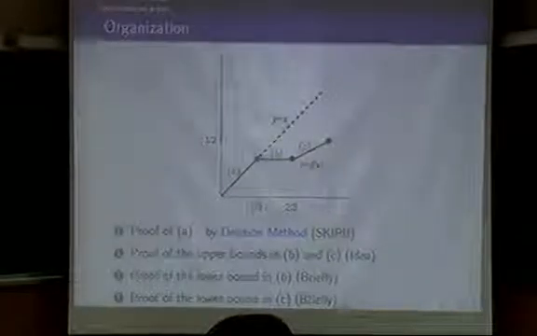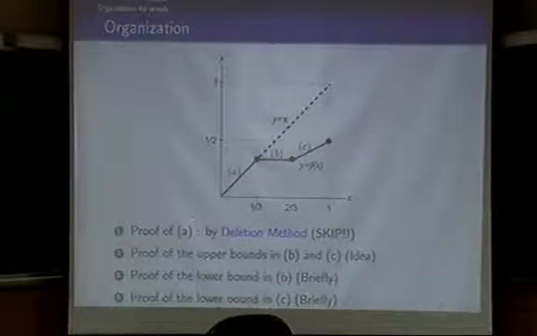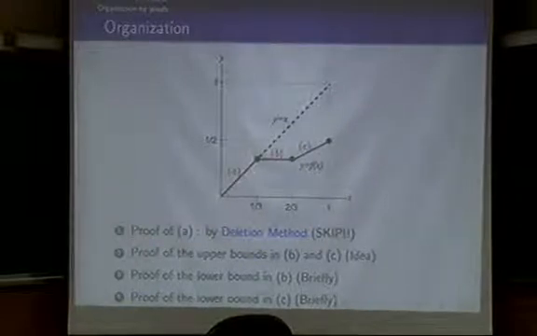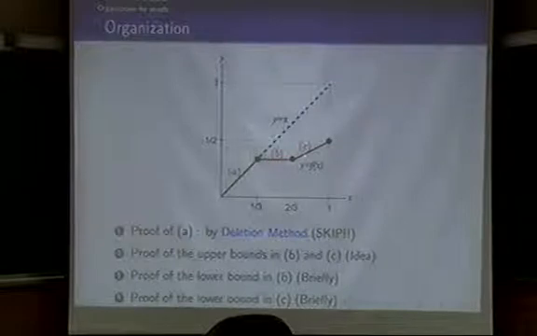So let me explain the organization of this talk. First, let me skip the proof of A, because this is by a deletion method. But maybe I can explain a little bit about this. And after that, I will explain the proof of the upper bounds in B and C, which is from here to there and from above. And third, I will give you the proof of the lower bound in B, which is this part from below. And last, I will give you the proof of the lower bound in C, which is this part from below.